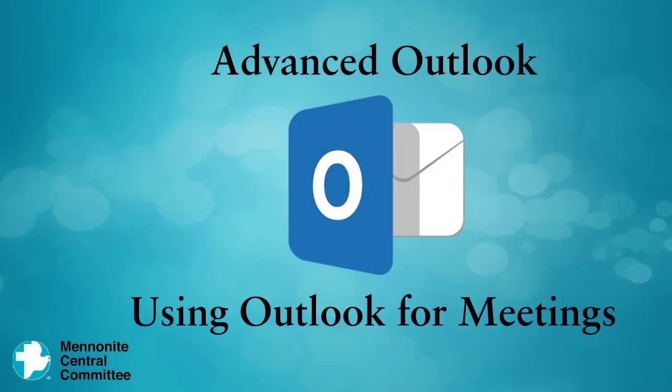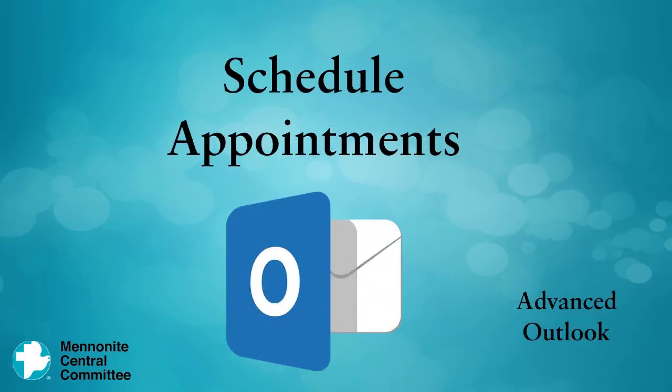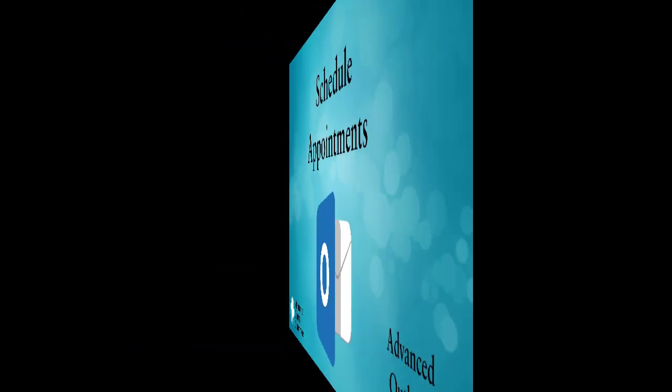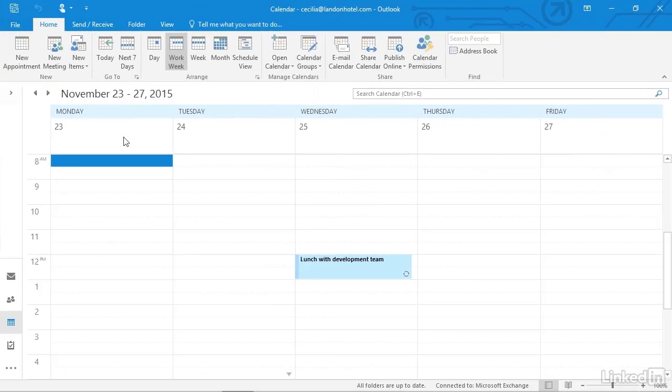This video will highlight the capabilities to use Outlook for meetings. The difference between an appointment and a meeting is that an appointment typically only includes yourself, whereas a meeting involves details about other people in your organization that need to be there as well.